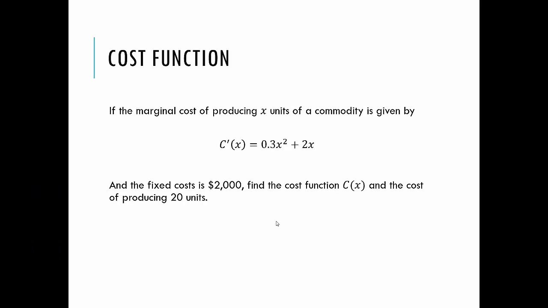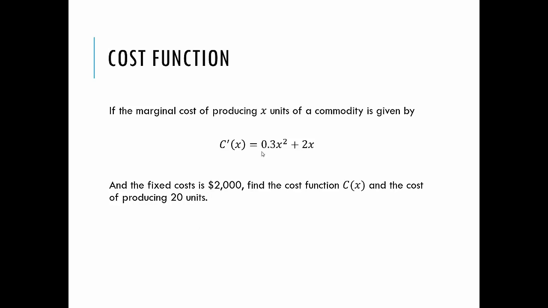All right, let's see antiderivatives in action. Business application. If the marginal cost, we know when we studied marginal cost that marginal cost means the derivative of the cost function. So I have the derivative, I don't have the original function. Producing X units of a commodity is given by this. The fixed cost is 2,000. Find the cost function and the cost of producing 20 units.